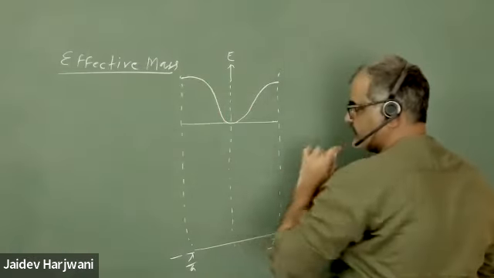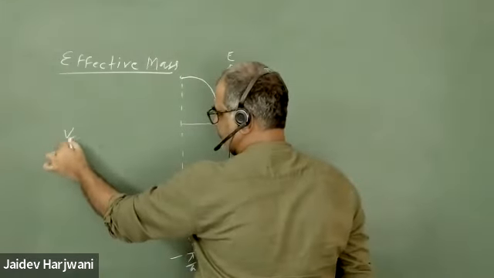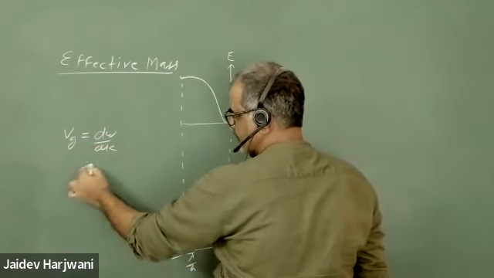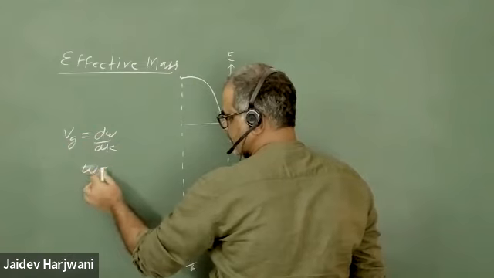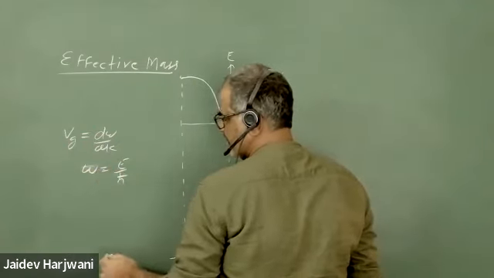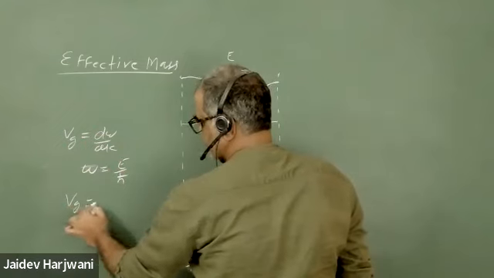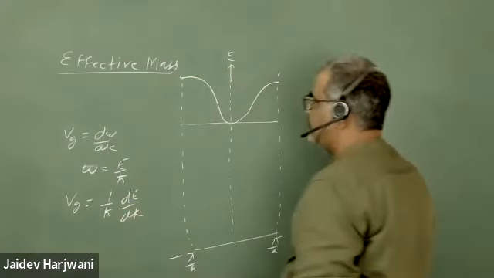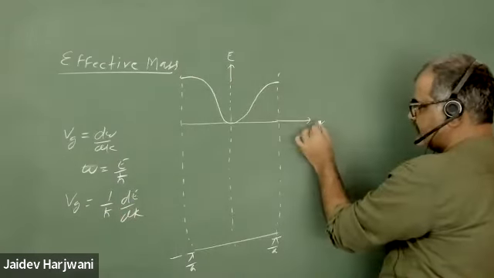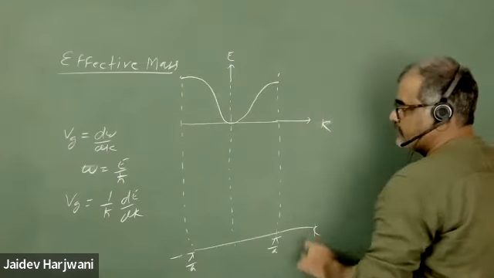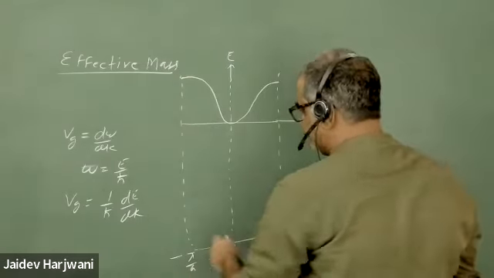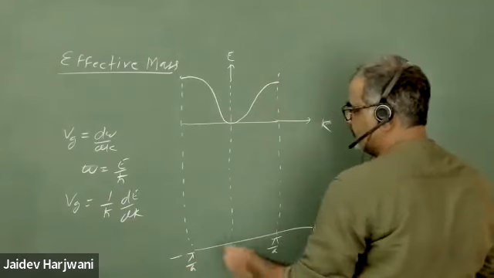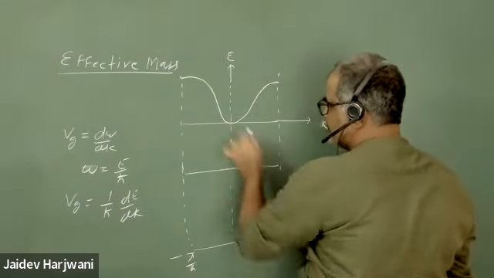Now suppose I want to calculate the velocity Vg. Vg is nothing but d omega by dk, and you know omega is equal to E upon h cut. So Vg is equal to 1 upon h cut dE by dk. Now I have been given this E versus k relation, so if I want to calculate the group velocity of the electron in this zone, I just need to differentiate this curve.